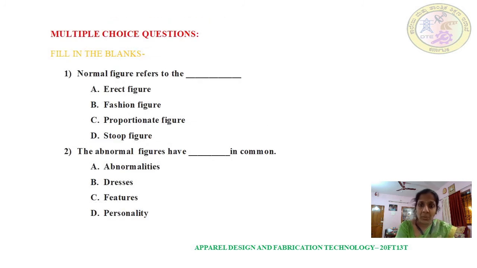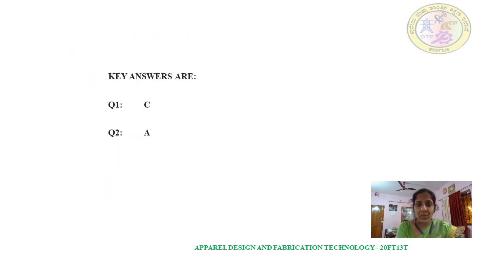Now here are some questions for you. Normal figure refers to the erect figure, fashion figure, proportionate figure, stoop figure. Next question. The abnormal figures have dash in common. The options are abnormalities, dresses, features, personality. Now the answers are, first one is C, second one is A.